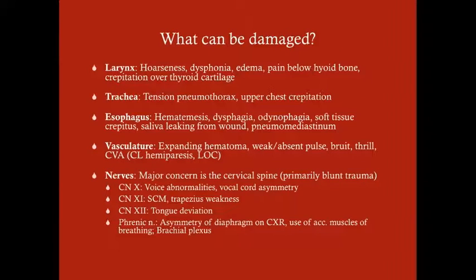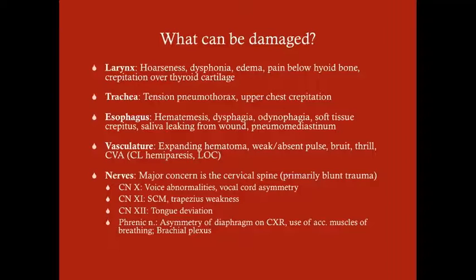So what can be damaged? The larynx can be damaged. That would cause things like hoarseness, dysphonia, changes in the voice, edema, pain below the hyoid bone, crepitation over the thyroid cartilage. The trachea can be damaged. That could cause a tension pneumothorax, upper chest crepitation.